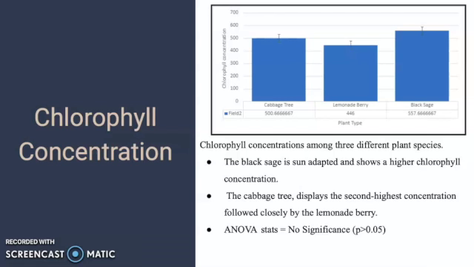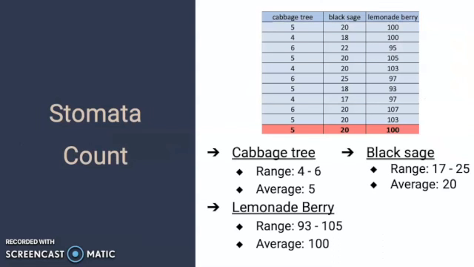And the error bars on this graph show the standard error of the mean, and we ran a one-way ANOVA. This test did not show any significance between any of the plant species, as all of the p-values were greater than 0.05. Next is stomata count.